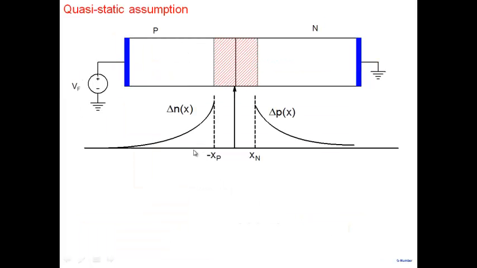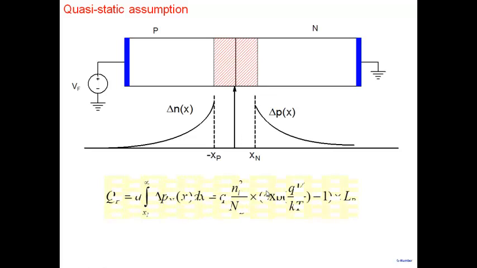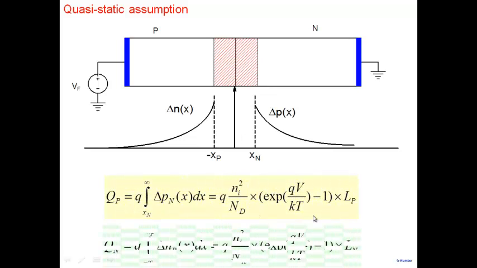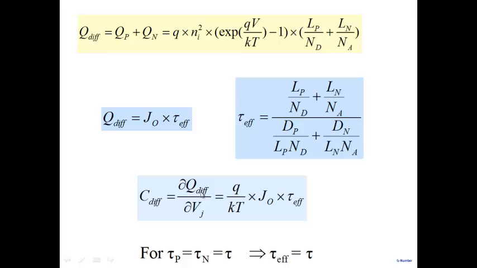And so diffusion capacitance under quasi-static conditions, this is something that we have done earlier. What we can show is that diffusion capacitance is equal to q by kT times current times some lifetime. Basically, diffusion capacitance is how the excess charge changes with voltage, and one can express it finally in terms of this kind of an expression.